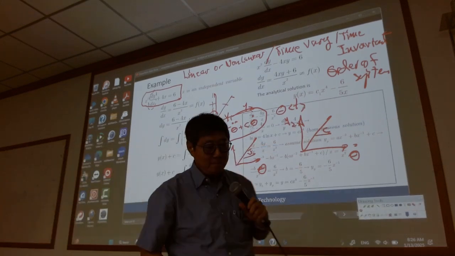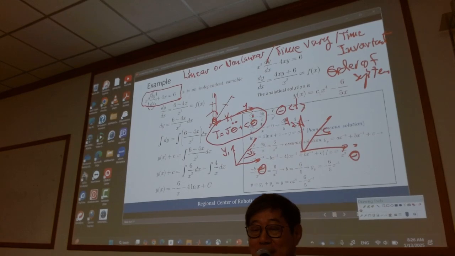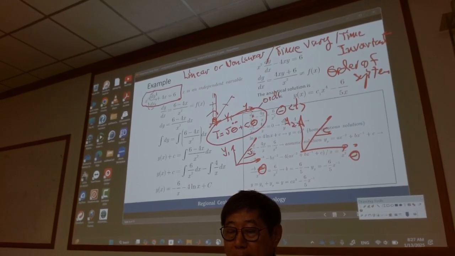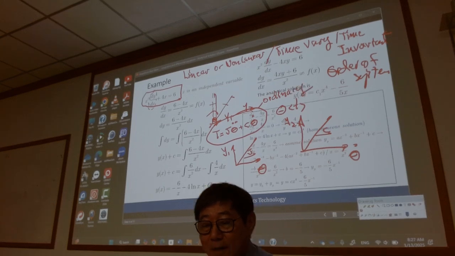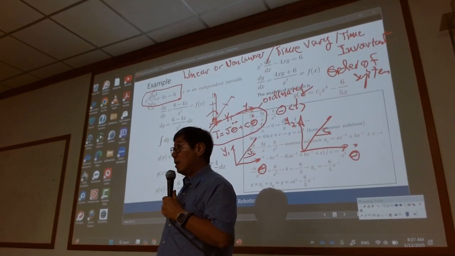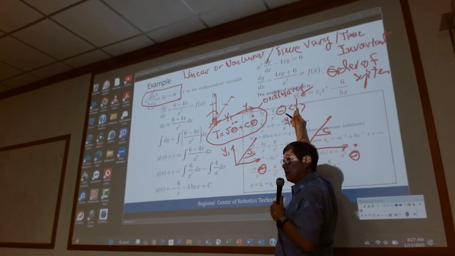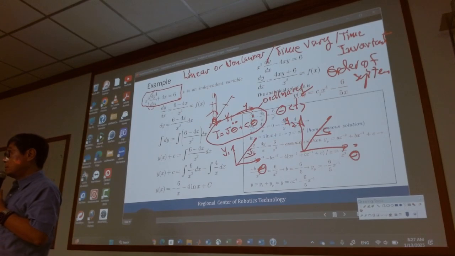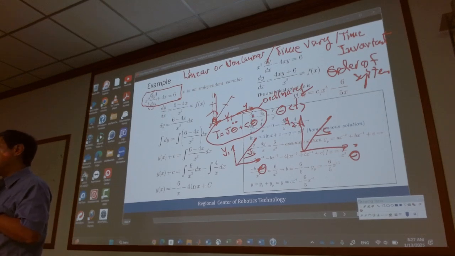Right? You see, theta, t is the independent variable. Only one independent variable in this case, we call this one an ordinary differential equation, right? So only one independent variable, t. Theta is the state variable. Sometimes we call it a system variable. State, say state is better.